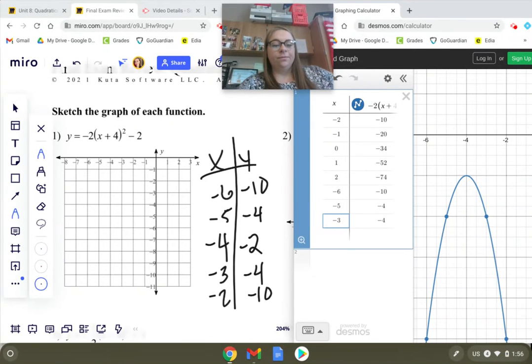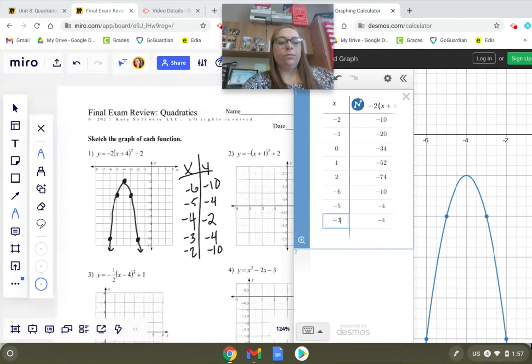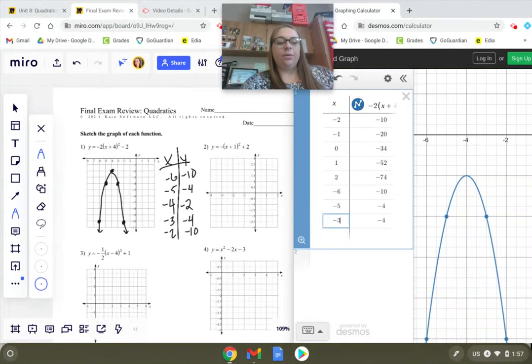Okay, so let's graph. I'm going -6, -10. I'm going -5, -4. I'm going -4, -2. I'm going -3, -4. And then -2, -10. So there's my first one. All right, so that's the same thing with 2 and 3.